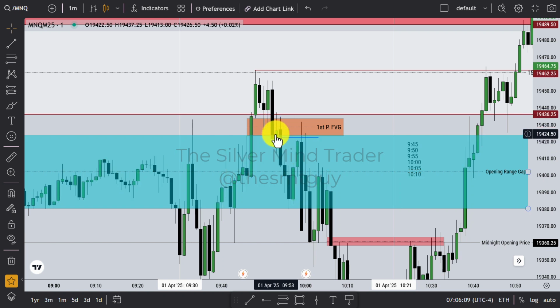So since I've seen this, I'm not expecting that from 9:55 to 10 o'clock. That's 9:55, 9:56, 9:57, 9:58, 9:59, 10 o'clock. This should be traded into and be used as a bearish order block.